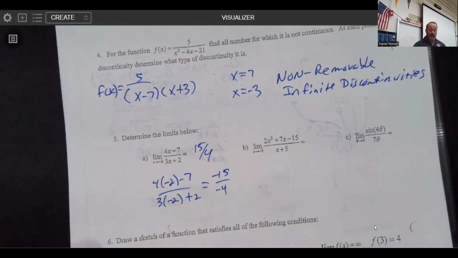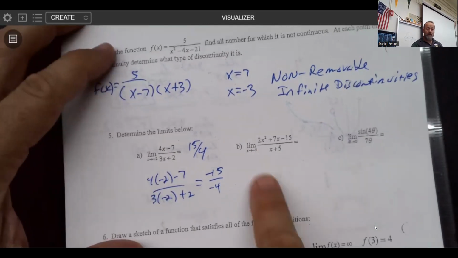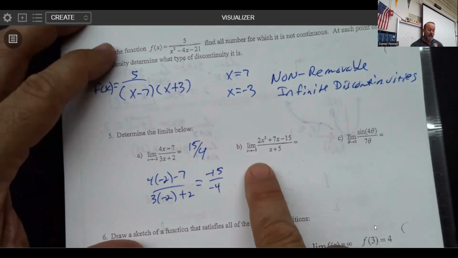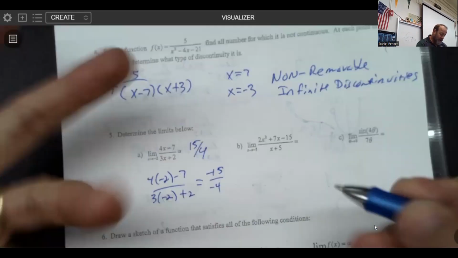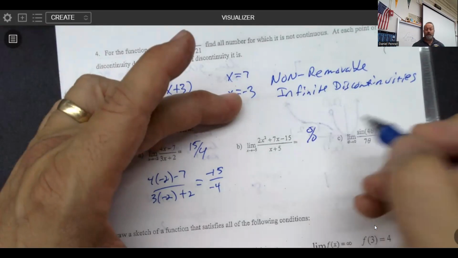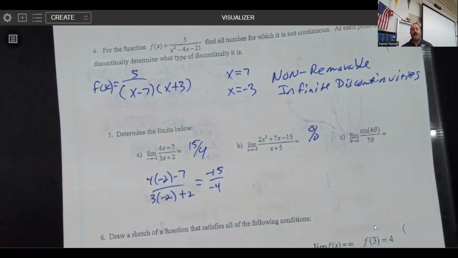Sometimes they're really easy problems, and those do exist on the test that's coming up your way. Sometimes they're not, because in this particular case, when I plugged it in, I got 0/0. Now, the beautiful thing about calc is every single time you get 0/0, that means by the fundamental theorem of algebra, if you plug in a number and you get 0, then you have a root. That means it has to be a factor.